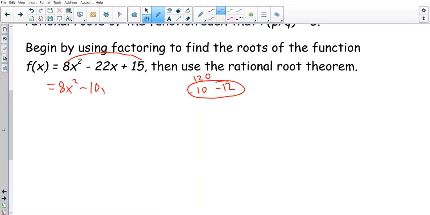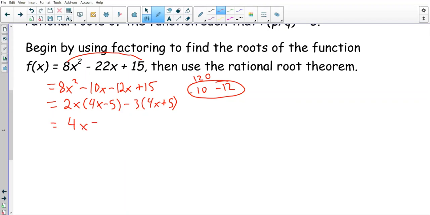So I'm going to break up that negative 22 into negative 10x and negative 12x. In the first two terms, I have a factor of 2x that's in common, so that leaves me 4x minus 5. In the second two terms, I have a factor of negative 3 that's in common, which again leaves me 4x minus 5. That tells me I've done things correctly. I factor out the 4x minus 5. Sorry, I said 4x plus 5 earlier. That should be 4x minus 5. I'll just fix that.